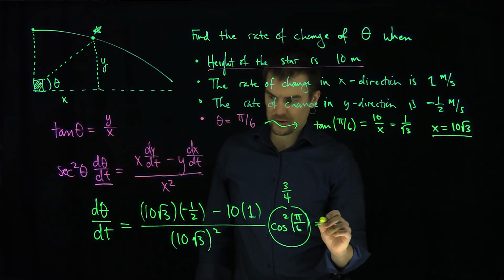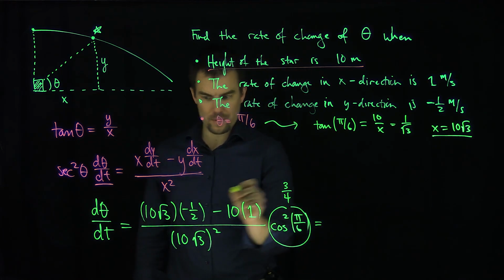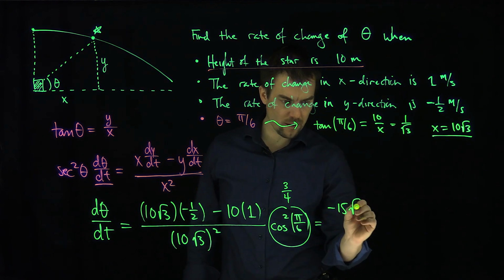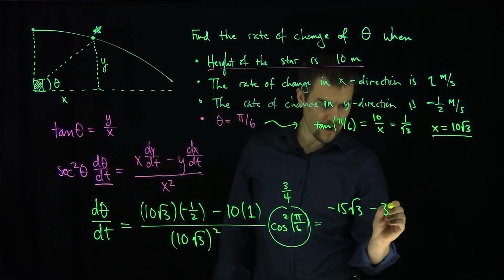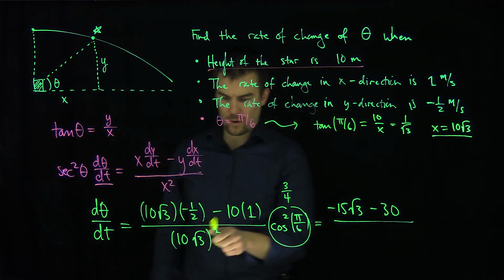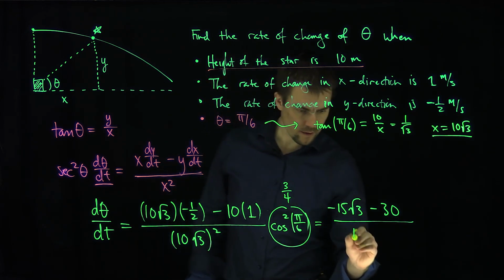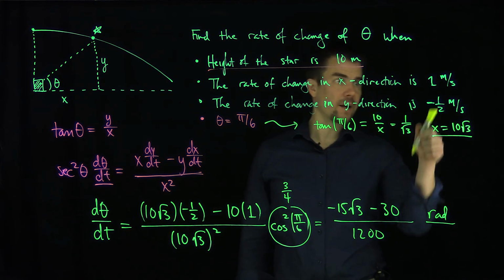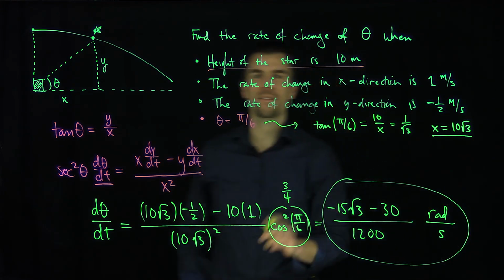If we simplify this a little bit, we're going to have negative, with a 3 on top, 5 times 3 is a negative 15 root 3, and then a negative 30, all divided by 100 times 4, that's 400, and then 400 times 3 is 1200. And these are radians per second. So this is d theta dt. Thank you very much.